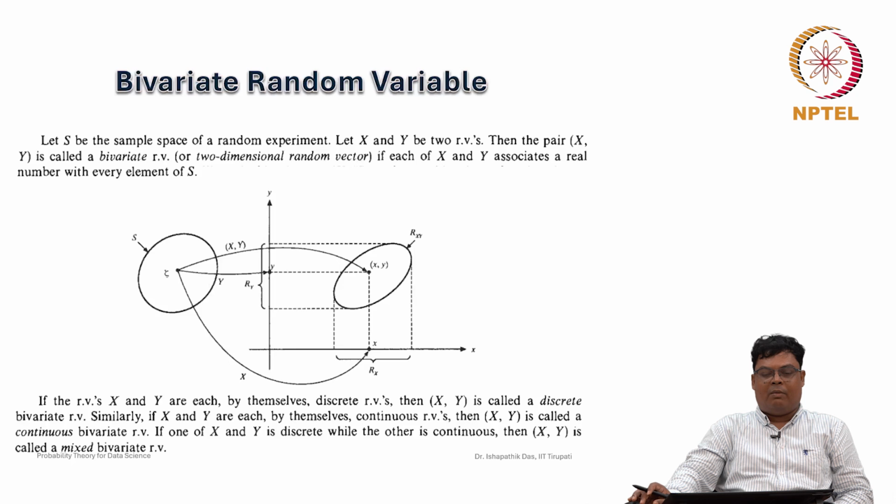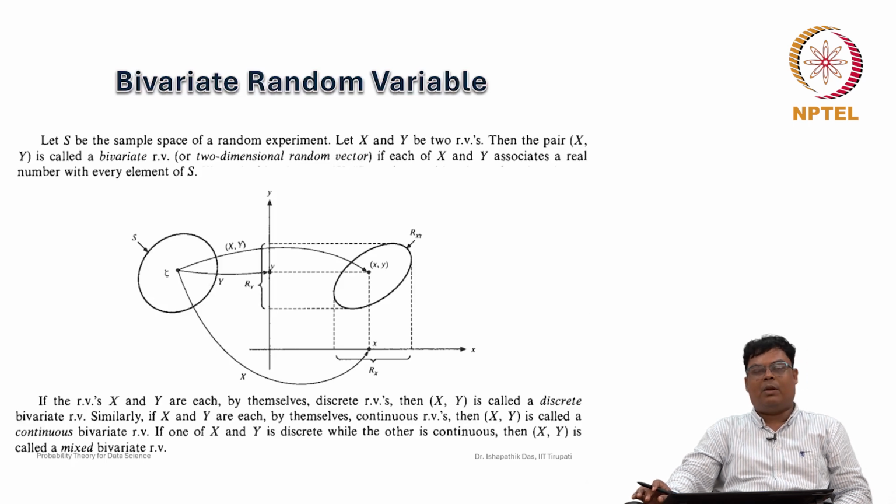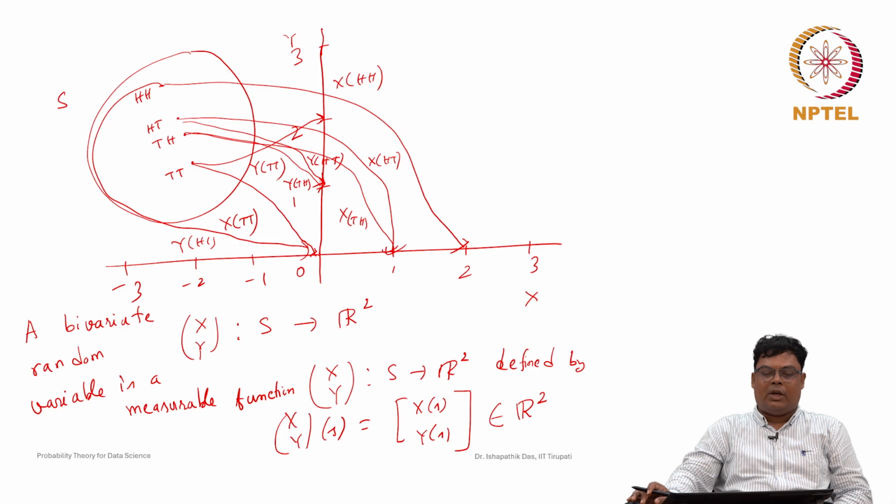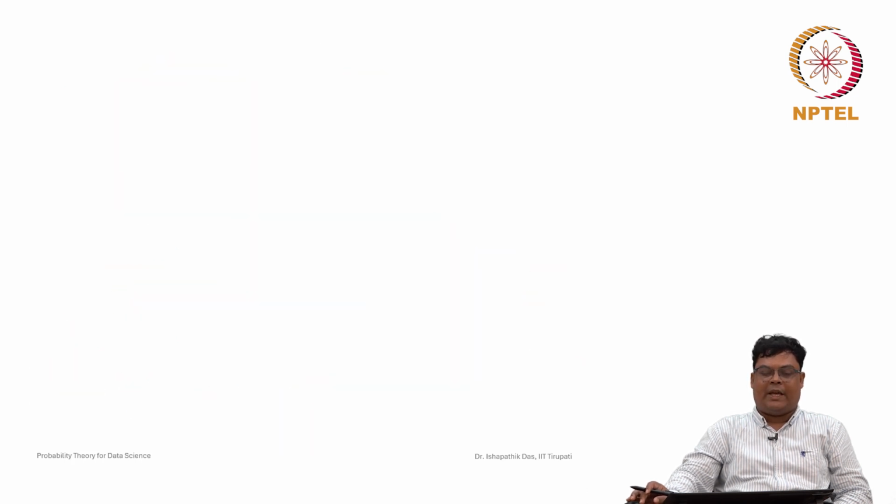Now, for a bivariate random variable, if both are discrete random variables, then this random variable (X, Y) is called a discrete bivariate random variable. If X and Y both are continuous random variables, then (X, Y) is called a bivariate continuous random variable. If one of them is discrete and one is continuous, then it is called a mixed bivariate random variable.